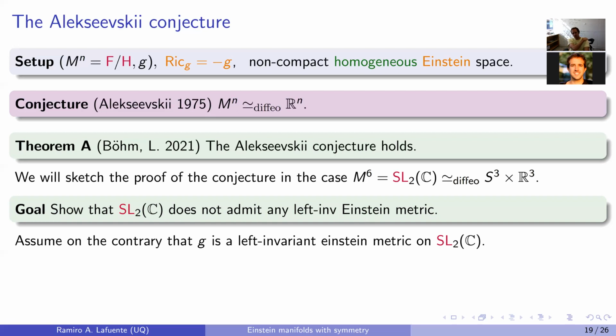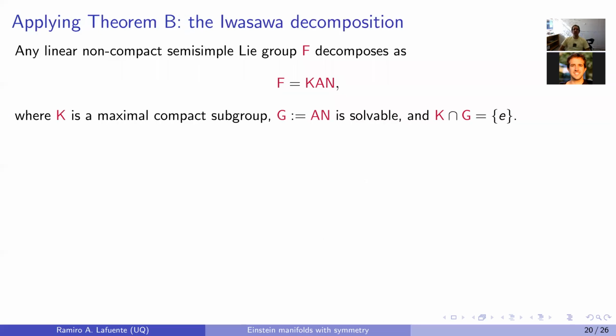So let's assume to begin with that g is a left-invariant Einstein metric on SL2C, right? And let's try to reach a contradiction. So how does one apply Theorem B? I mean, a priori, it sounds complicated, right?